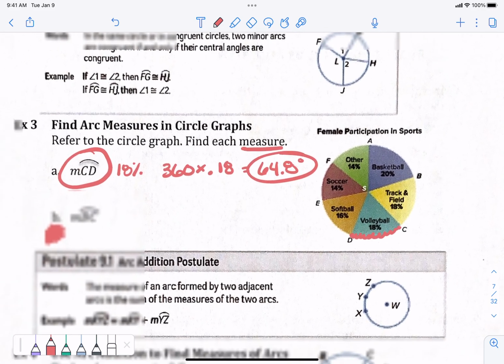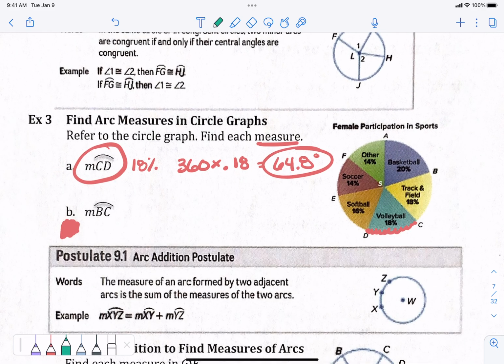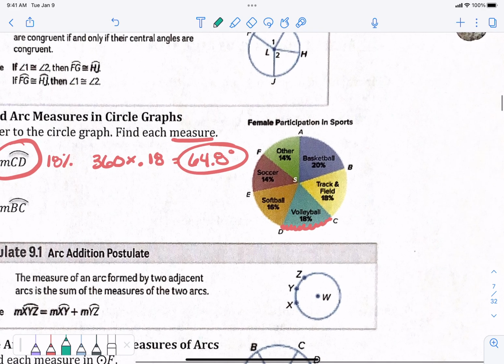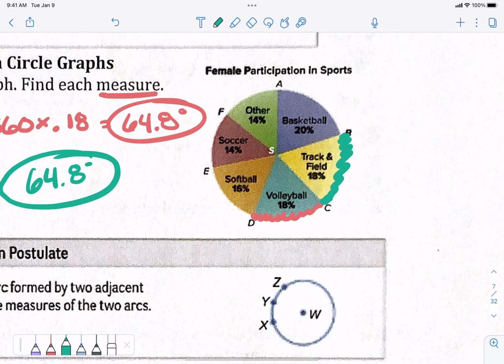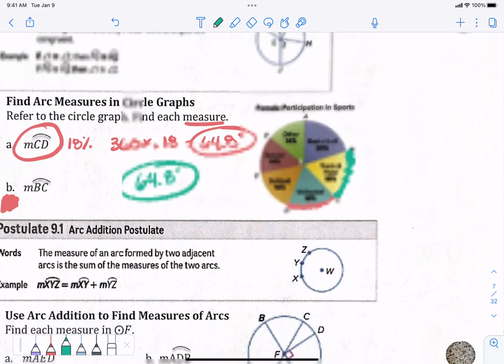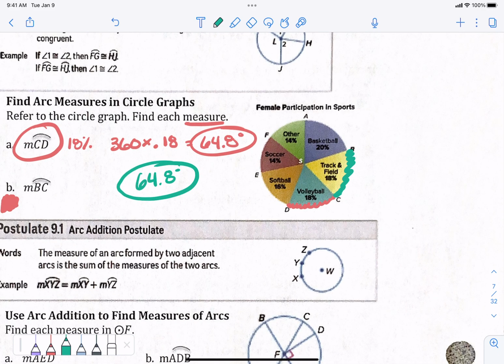Not too bad. Okay. Then the next one, B says the measure of arc BC, which is track and field. Do you see arc BC? Isn't it the same? They're both 18%. So don't do it twice. 64.8 degrees. Very nice. Good? Happy with that? Yeah, not too bad. Okay, so just be careful when they say percentages versus degrees. You'll have to convert, okay?